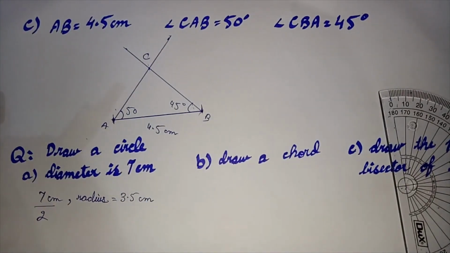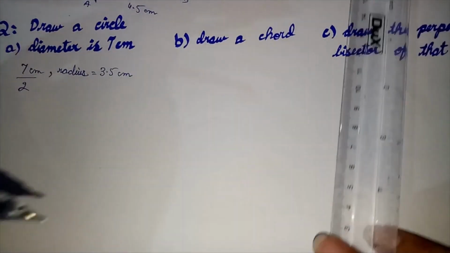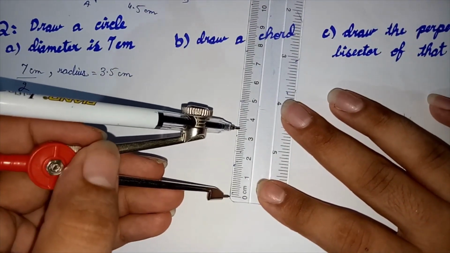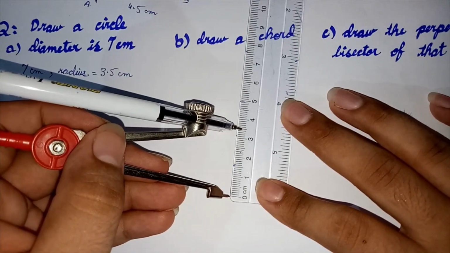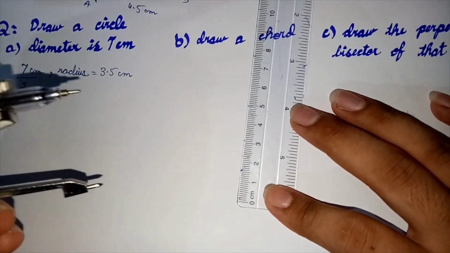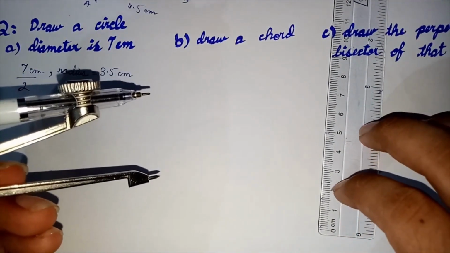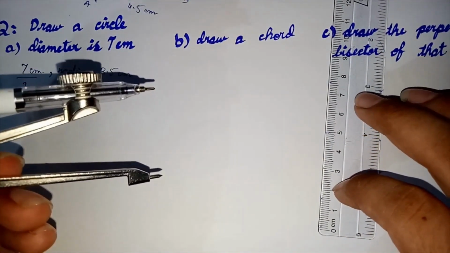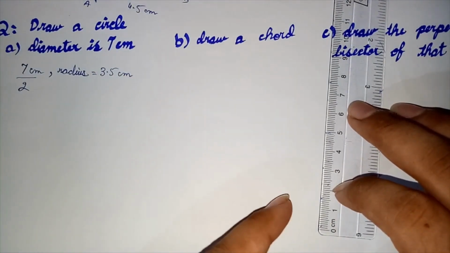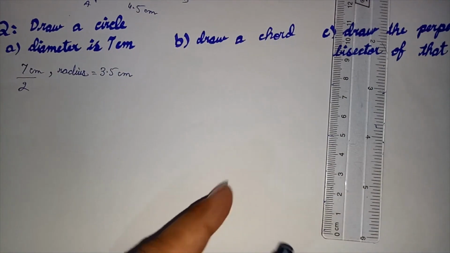So let's see how we can draw a circle. Now here we have a radius of 3.5 centimeters. So we have to first open this pair of compasses up to 3.5 centimeters. Here we have 3.5 centimeters. It is the radius. What is radius? Radius is the distance from the center of a circle to the circumference. Okay, and diameter is actually the length from one point of the circumference to the other point of the circumference by passing through the center of a circle.